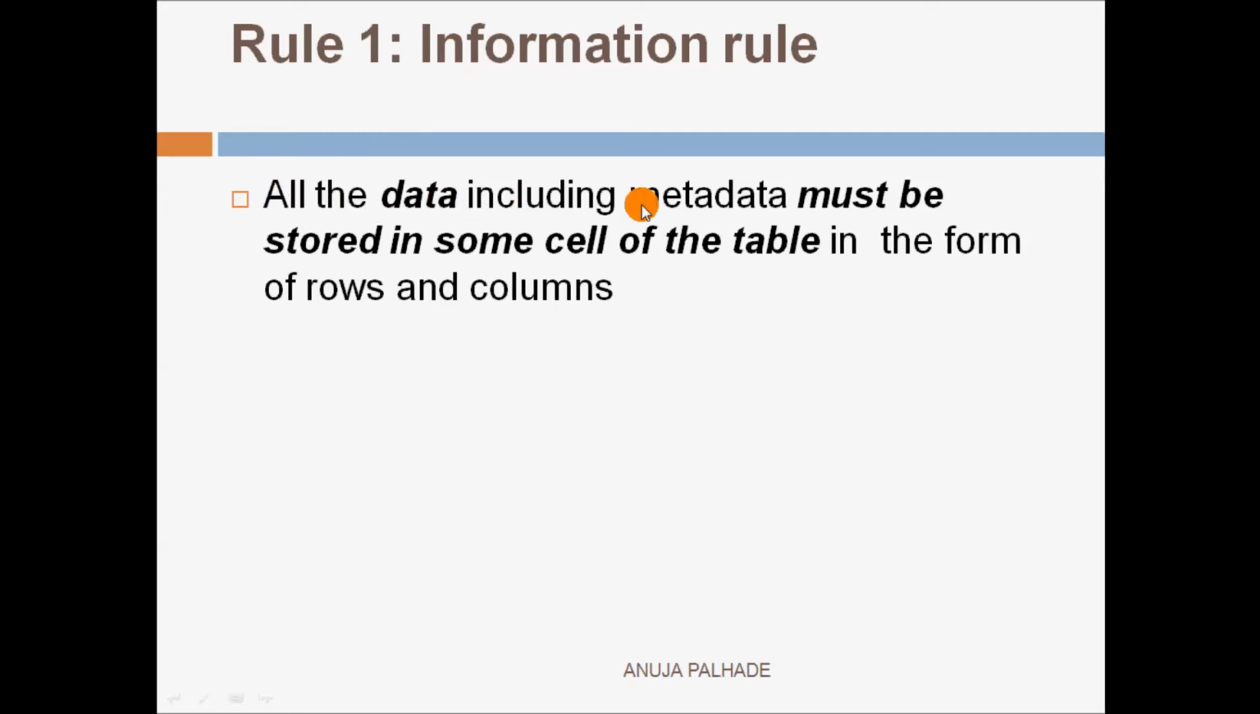So this is rule 1, that is the information rule. All the data including metadata must be stored in some cell of a table in the form of rows and columns. What this rule says is that the data stored in a database, whether user data or metadata, must be the value of some table cell. Everything in a database must be stored in a table format only.